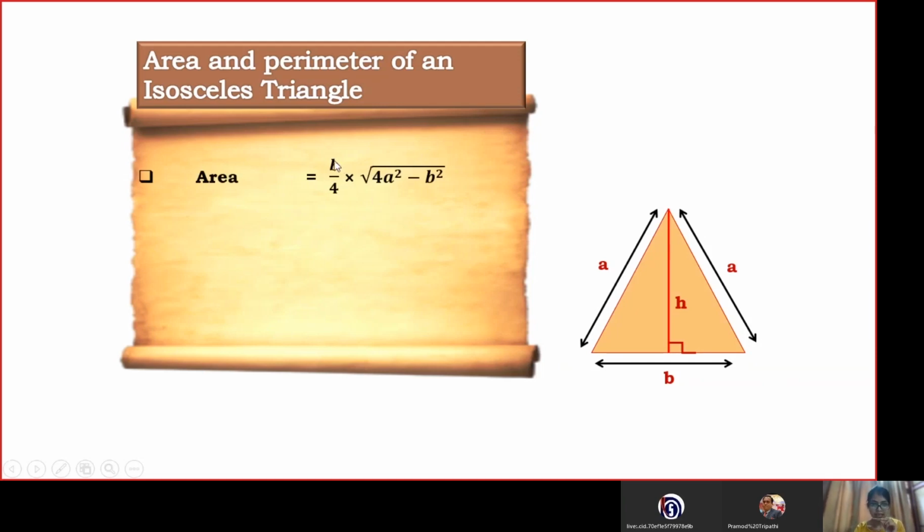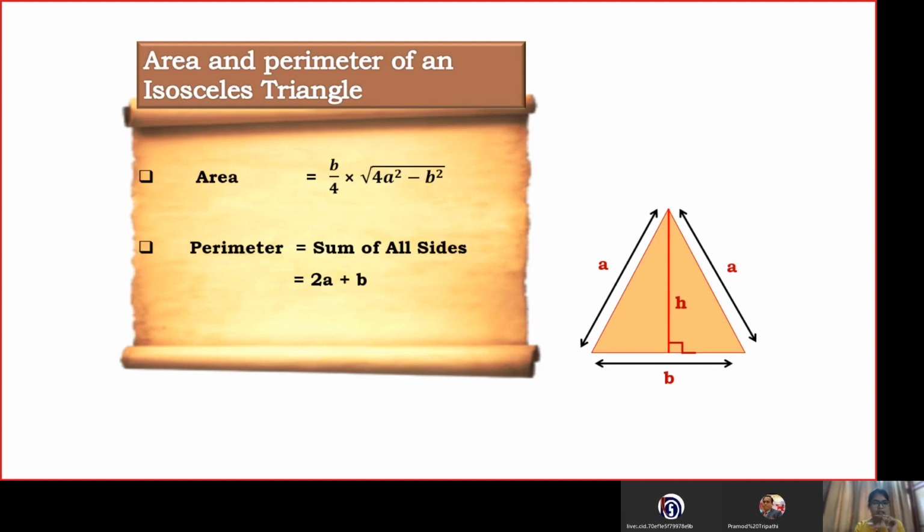So the area of such a triangle is given by the formula b upon 4. If you can see, b is the non-equal side. Look at the figure, b is the non-equal side. So b upon 4 multiplied with the square root of 4a square minus b square, where a is the value of the equal sides of the isosceles triangle. Moving on. The perimeter of a triangle is again given by the same formula, sum of all sides. So if two sides are equal, then obviously we can write it as 2a plus b.